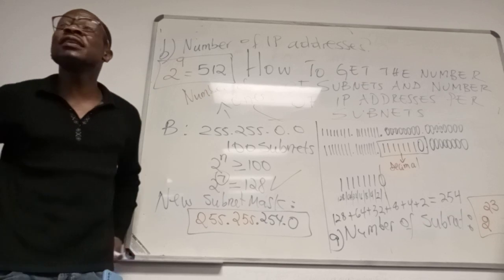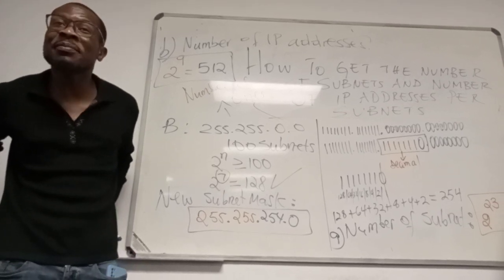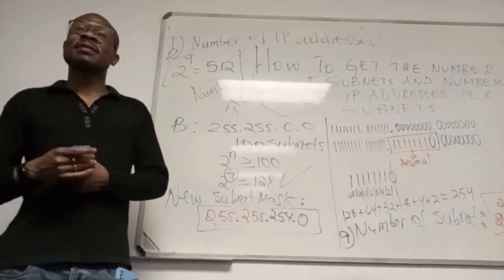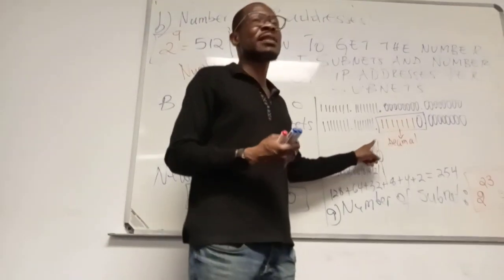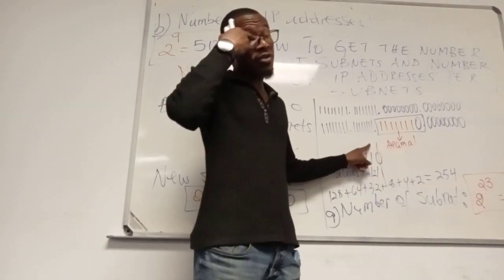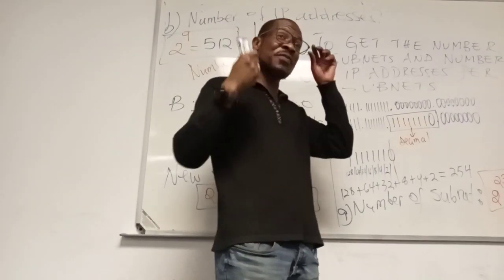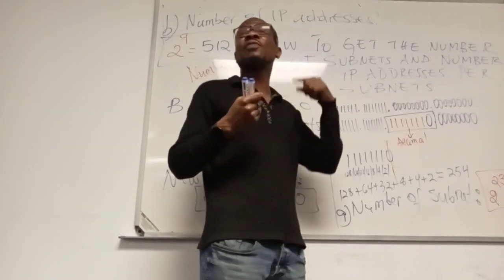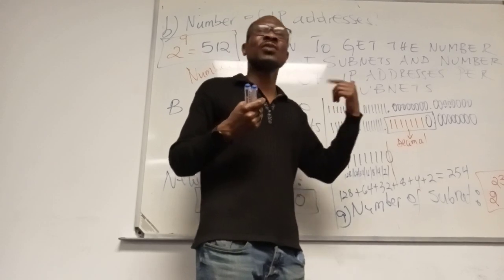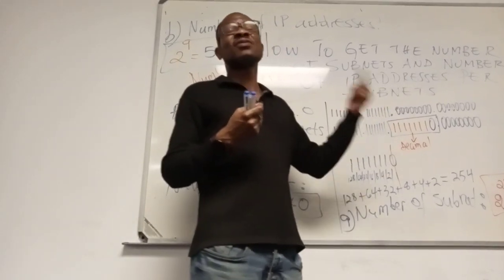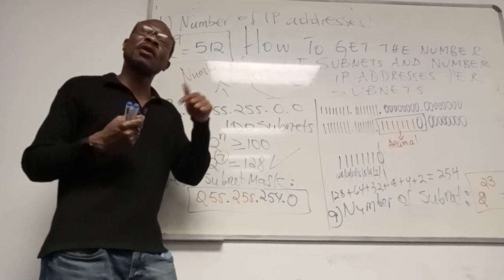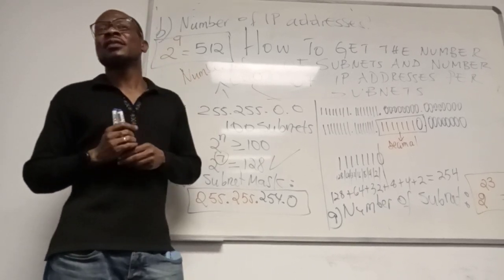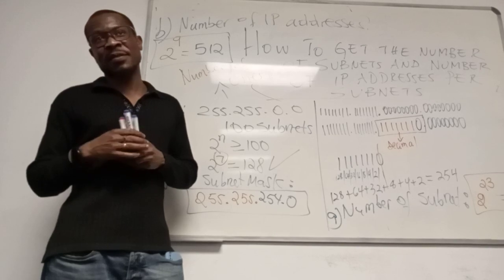So this is how you will know the number of subnets and the number of hosts. You only count number of ones. When you are done, you count also number of zeros. 2 to the power of the number of ones, you get the number of subnets, and 2 to the power of the number of zeros, you get the number of hosts.